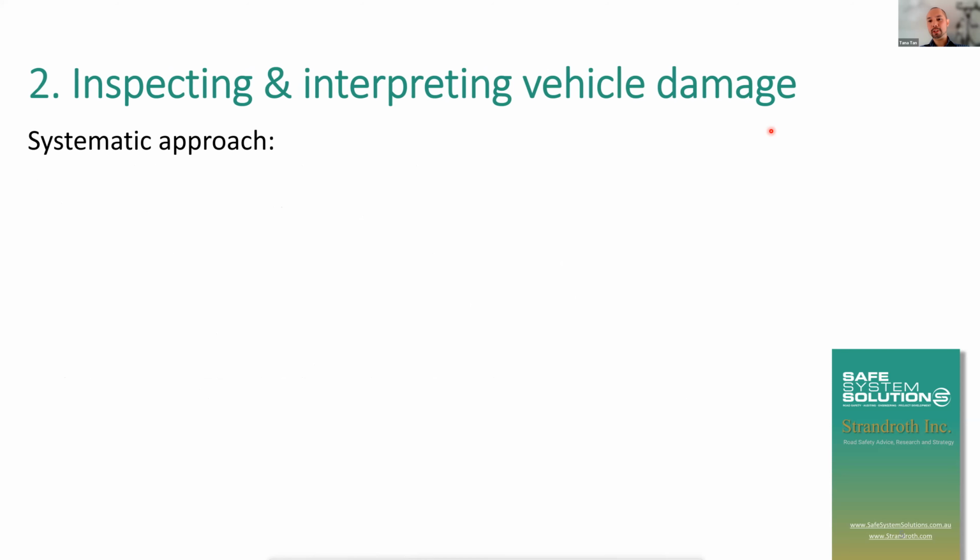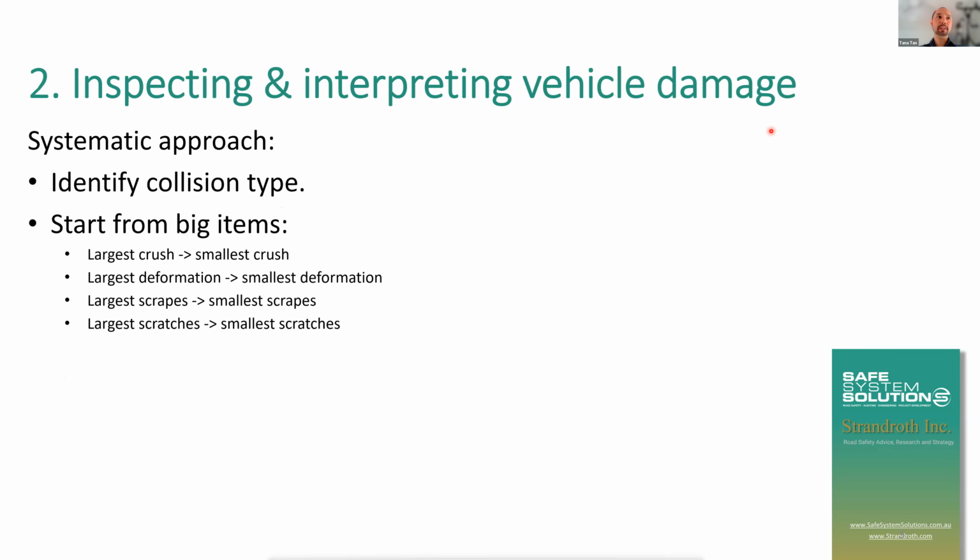So firstly, when we look at a vehicle that's been involved in a crash, we'd like to identify what the collision type is, whether it's a frontal impact, a side impact, a rear impact, or even a rollover. And to do this, I start from the largest crush to smallest crush, the largest deformation to smallest deformation, the largest scrapes to small scrapes, and the largest scratches to small scratches. These terms I'll define very shortly, just bear with me. So basically what we're doing is looking at the largest damage to the smallest and repeating this over and over until we get a good image of what had actually occurred at the crash site.